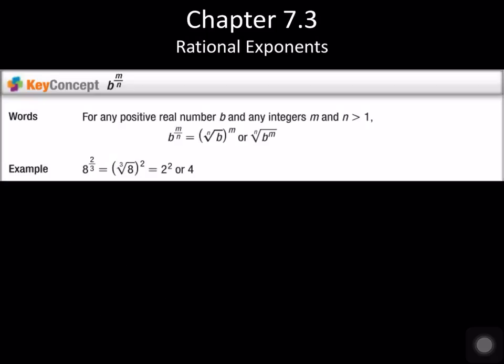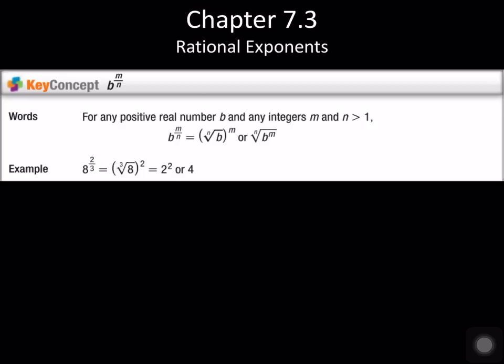Now here's another rule, and this is where our exponent changes. Notice that we don't have a 1 on top of our exponent anymore. We've just got some random other number. And as long as it is a positive real number, and as long as the fraction is actually comprised of integers, in other words, it's an actual fraction, then we can rewrite and move things around this way.